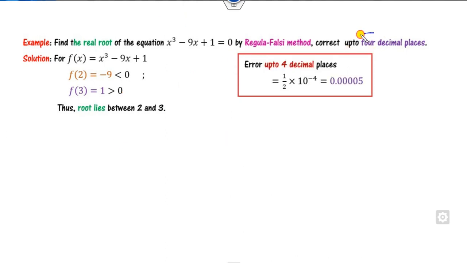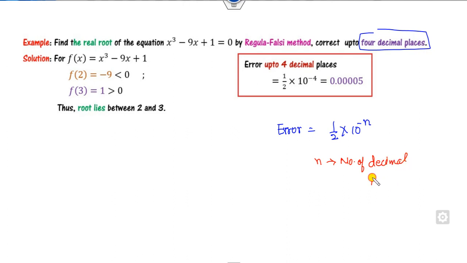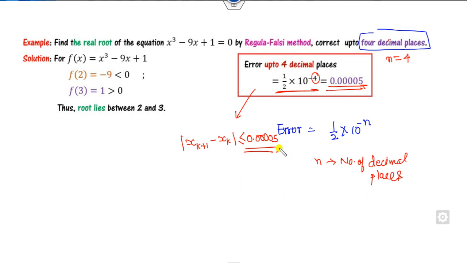So now we have to find the error up to 4 decimal places. Remember, as I told you in the bisection method, the error is always 10 raised to the power minus n, where n is the number of required decimal places. In this case, n is 4. So after this calculation you will get this. What is the meaning of that? You can find the difference between two consecutive roots. If it is less than or equal to this number, then we can stop the process, otherwise not.